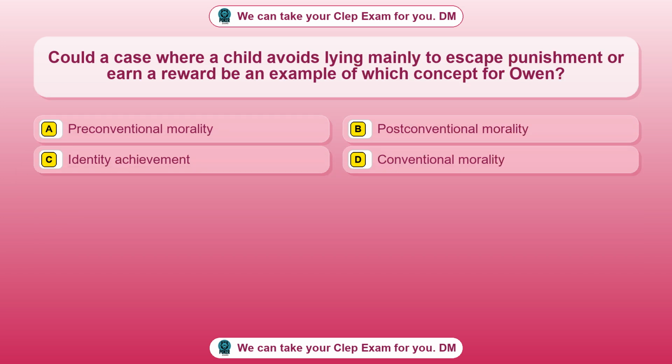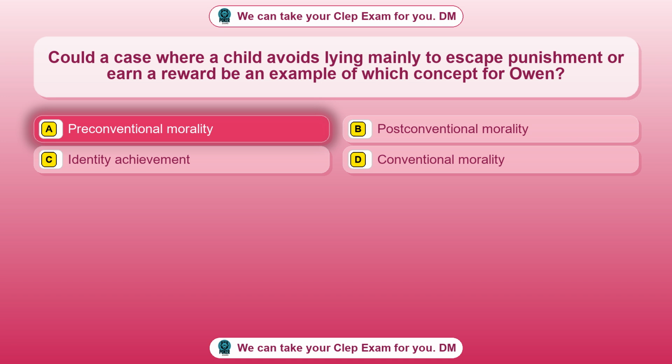Question 22. Could a case where a child avoids lying mainly to escape punishment or earn a reward be an example of which concept for Owen? Option A, pre-conventional morality. Option B, post-conventional morality. Option C, identity achievement. Option D, conventional morality. The correct answer is option A.